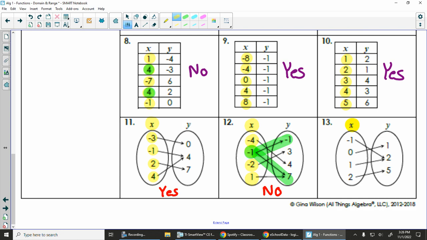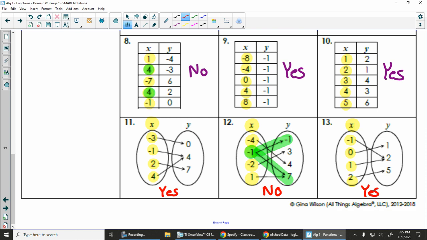Okay, and once again, it's the x's we're looking at. So looking in that bubble, I have a -1, a 0, a 1, and a 2. And every single one of those numbers only has one arrow coming out of it. So this is okay. This is a function. None of those x's are repeating. Okay? That's as simple as it is. Yes or no? Did the x's repeat or not?